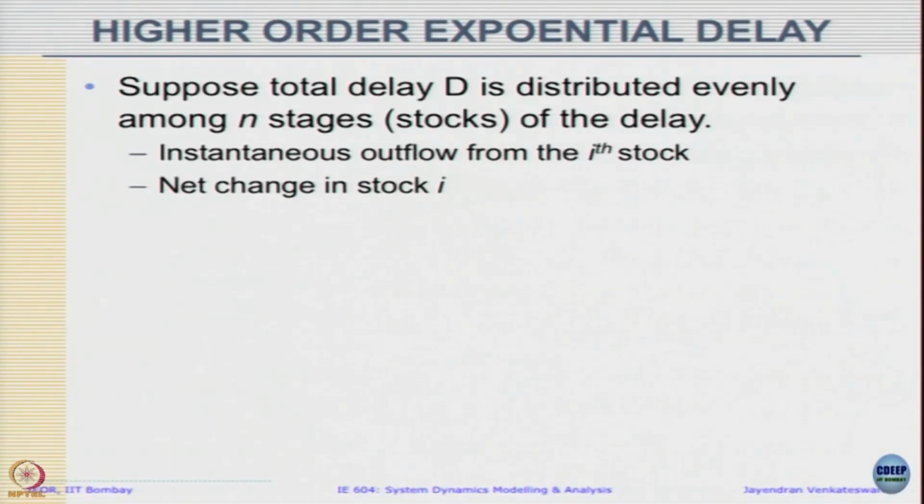Suppose delay D is distributed evenly among n stages, then the instantaneous outflow of stock i will affect the subsequent stock. The delay is evenly divided among n stocks, so for each level I have D by n. So, we can have 5th order, 6th order delays.